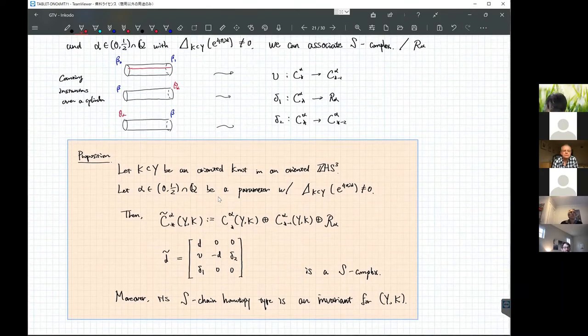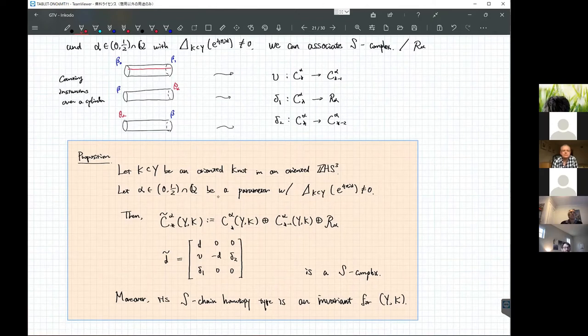The statement is: let K in Y be an oriented knot in an oriented homology three sphere, and alpha be a rational parameter with this condition. Then we can associate an S complex to the triple Y, K, and alpha as this. Here, each summand of the S complex is given by the chain complex defined by singular instantons, and the differentials are given by counting instantons on a cylinder. Moreover, its S chain homotopy type is an invariant for this pair.